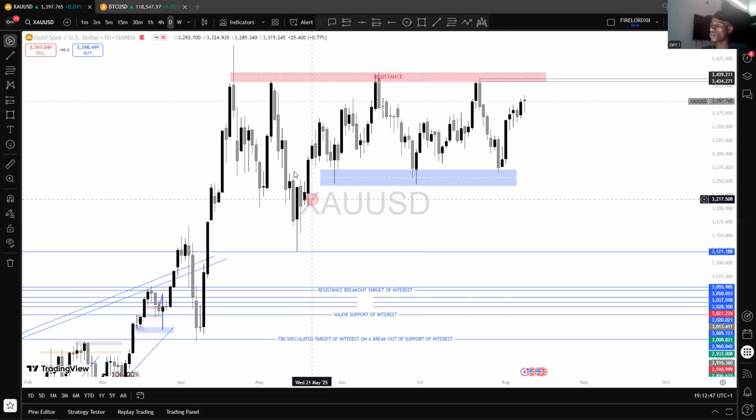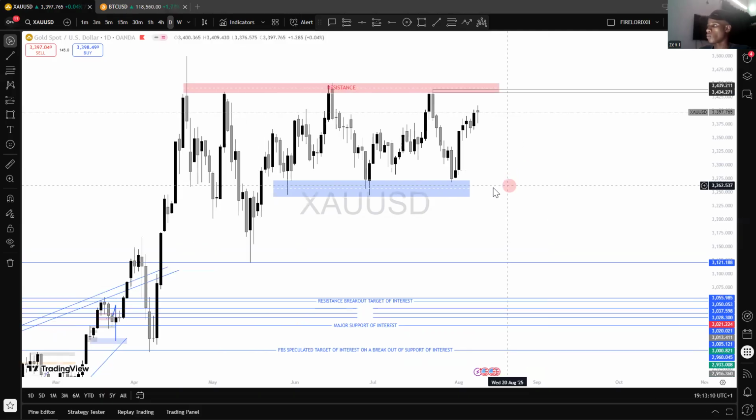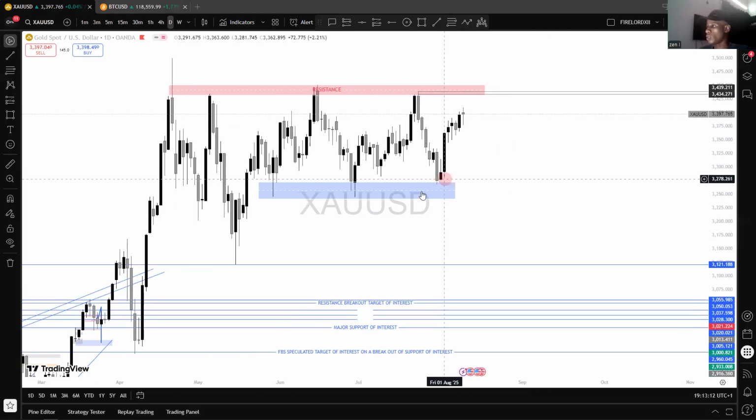This crash touches this support, pushes to the resistance, and then the resistance pushed it back. It tapped the support again and pushed back up. Then the resistance pushed it back to the downside. So now what I'm trying to point out here is that we've gotten a tap from the support.